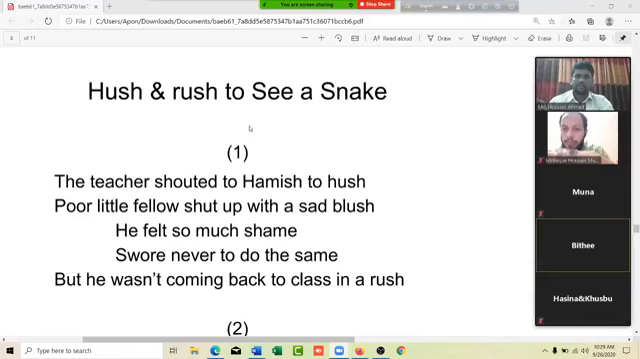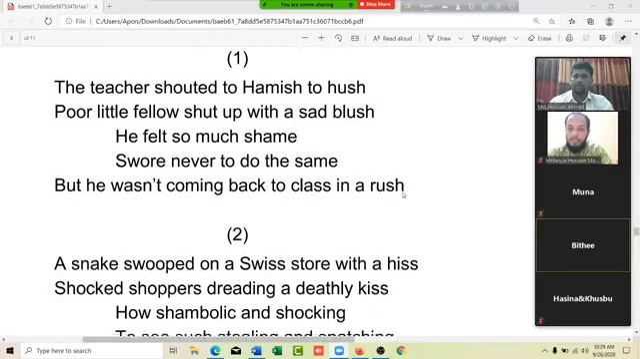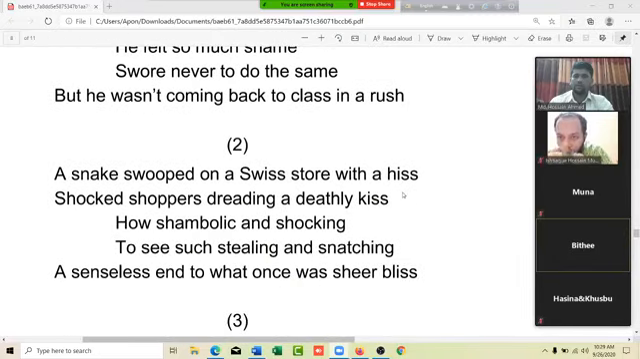Okay, sir. Hush and rush to see a snake. Poem number 1. The teacher shouted to Hamish to hush. Poor little fellow shut up with a sad blush. He felt so much shame, sworn never to do the same. But he wasn't coming back to class in a rush.